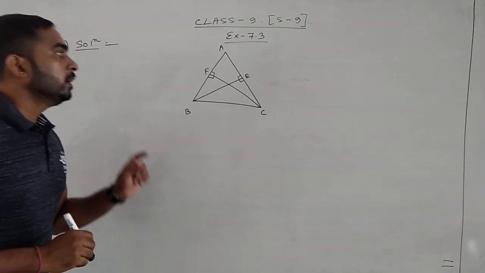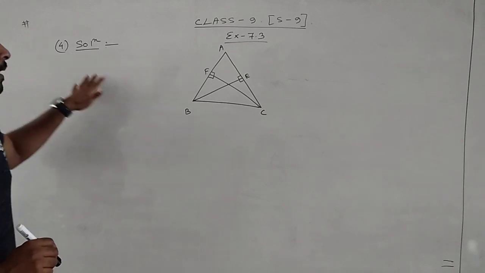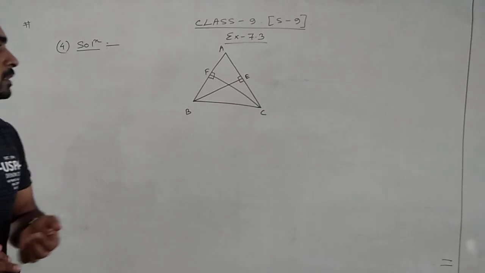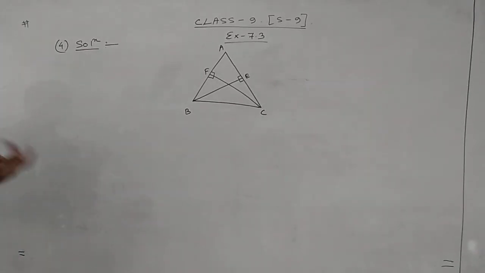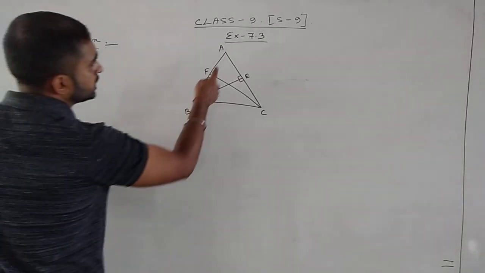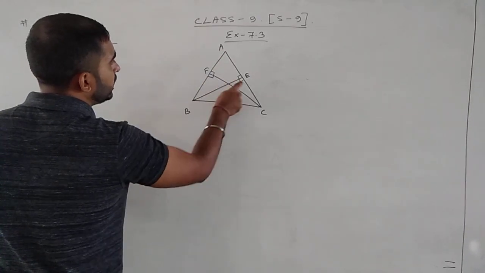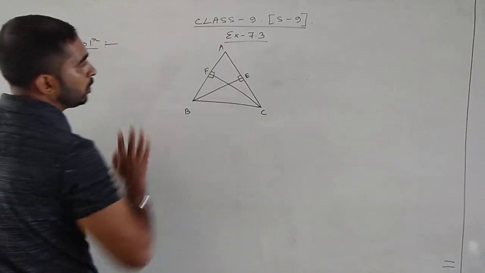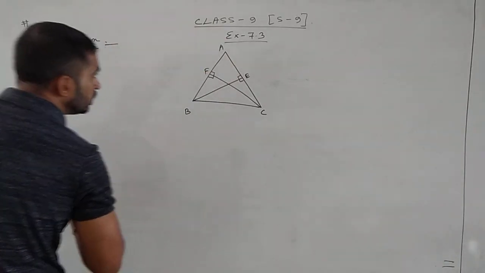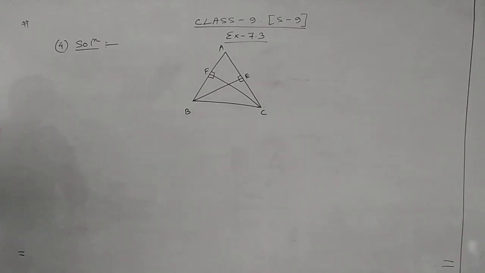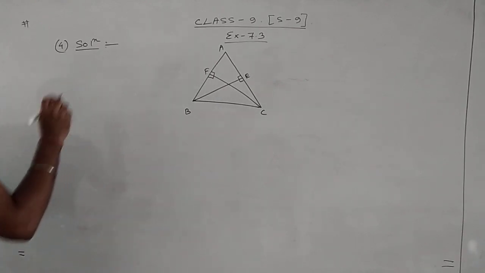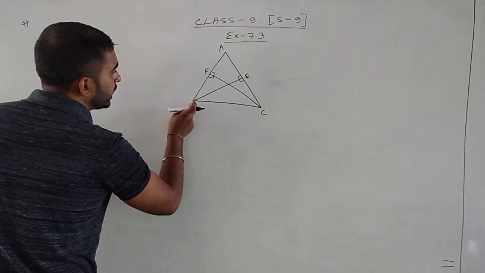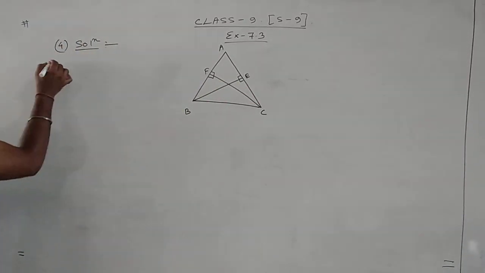Here we have to prove this one by using the RHS rule, right angle, hypotenuse, side. We can prove this one by angle side also, because in triangle ABE and triangle ACF, angle A is common. Okay, I will show you both methods. First, as given in the question, we will prove this one by the method of RHS. For that we have to consider the triangle BEC.